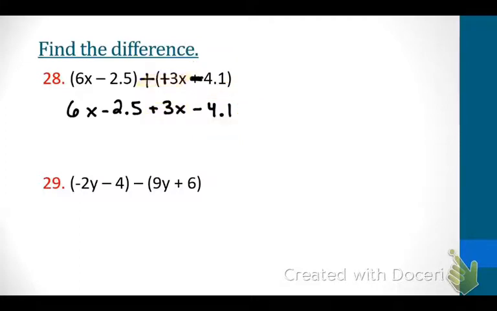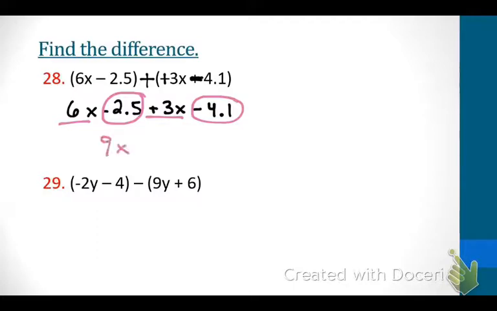Okay, Jordan, let's go ahead and circle and underline the like terms. You underline 6x and positive 3x. Good job. What do I circle? You circle negative 2.5 and negative 4.1. Excellent, because we remember every number has a sign, and that sign is directly in front of that number. Good job, Jordan. Let's combine the variable terms. 6x plus 3x?